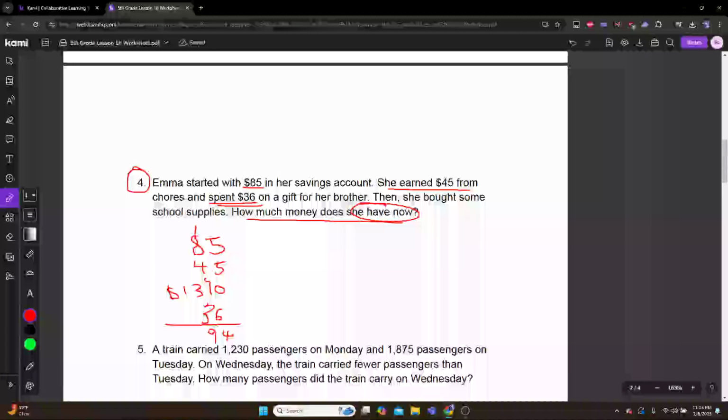And then with that, it says she bought some school supplies. But since it does not tell us how much the school supplies cost, we don't know how much she has now, since we would need to know how much to subtract in order to figure out how much she has now. So this problem cannot be solved with this information.